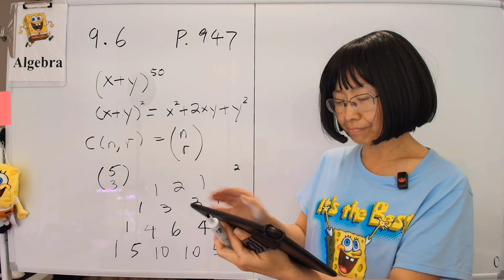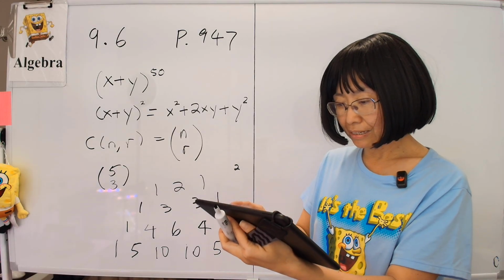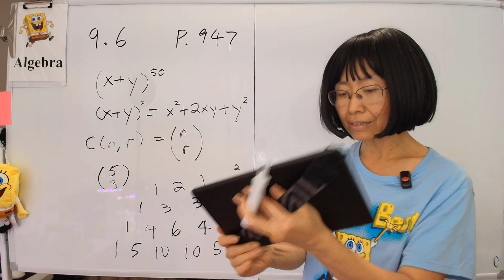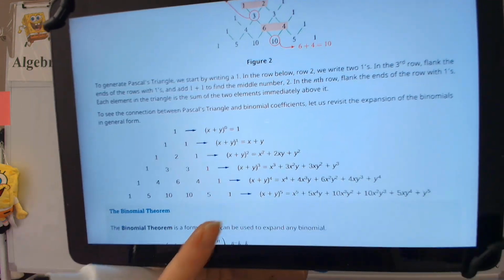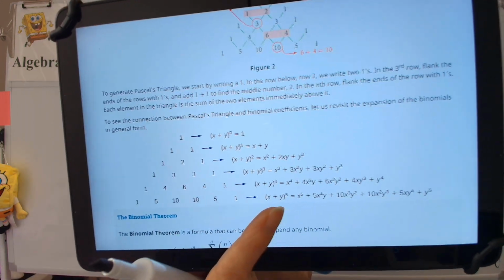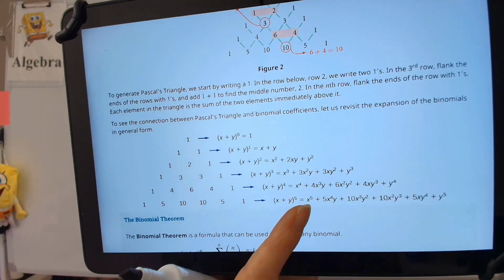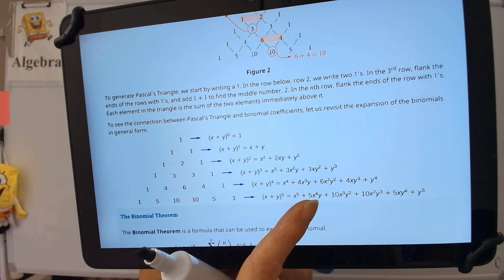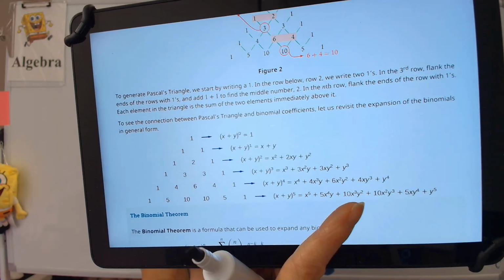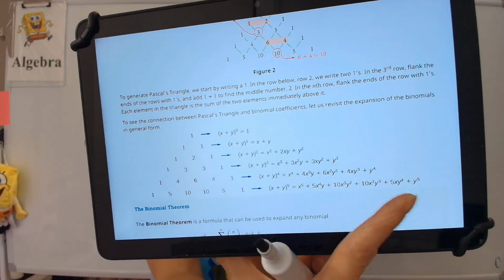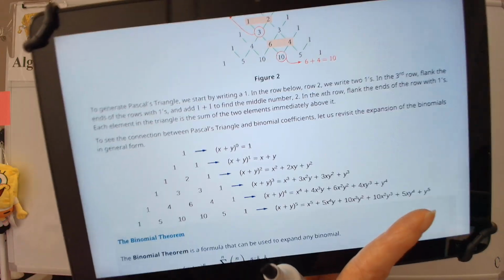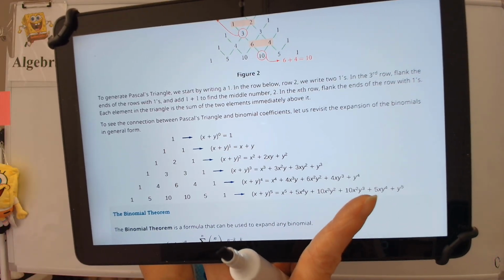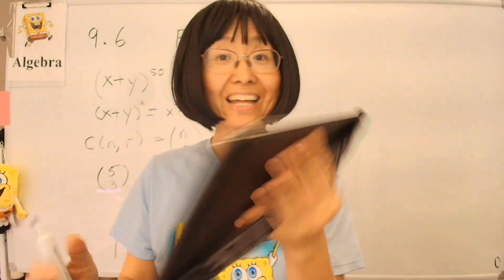So as you can see here, on the page, for the power 5, the coefficients are 1, 5, 10, 10, 5, 1, which means that (x + y) to the power 5 is x to the power 5, okay? Then 5x^4y, see, as x goes down in power, and then 1, 5, 10, 10, 5, 1, and then y increases by power 1 at a time until we get to the end where y is to the power 5, and there's no more x. And that's how that comes out.